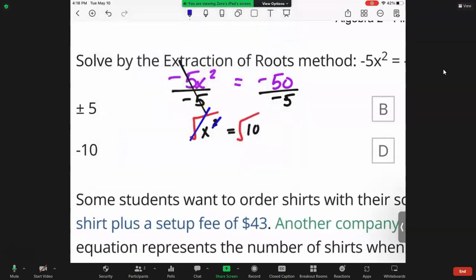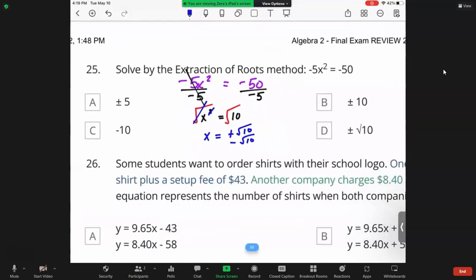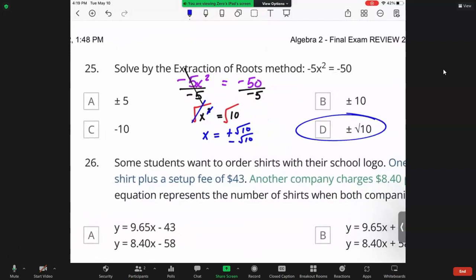The x cancels that. The square root cancels the 2, and we're left with x is equal to a positive square root of 10 and a negative square root of 10. So the answer is D here, because every time you take the square root, there's always 2 answers.